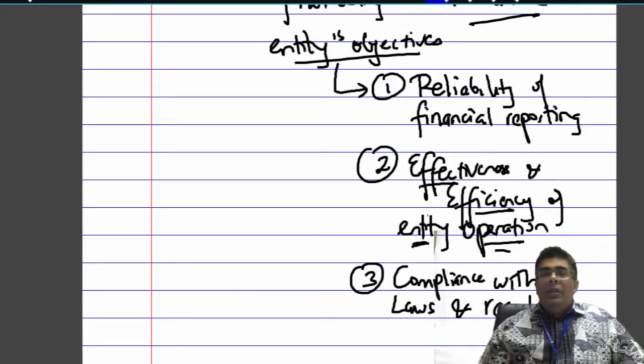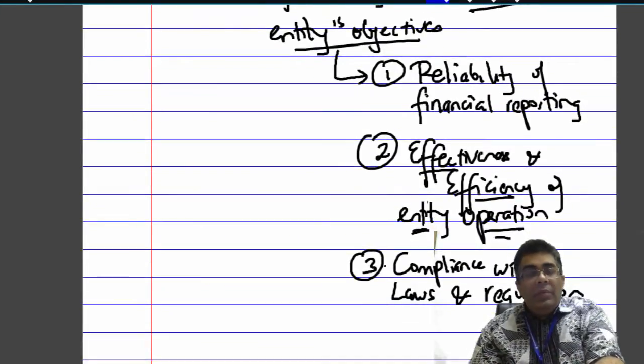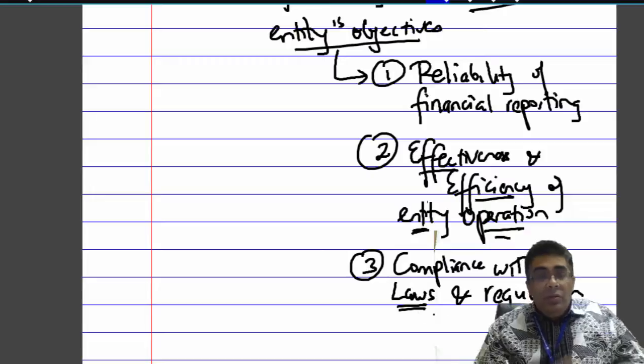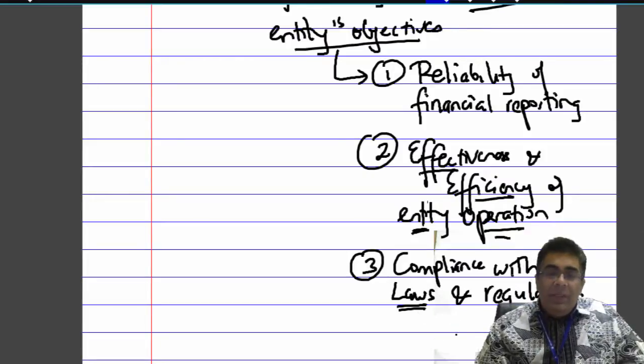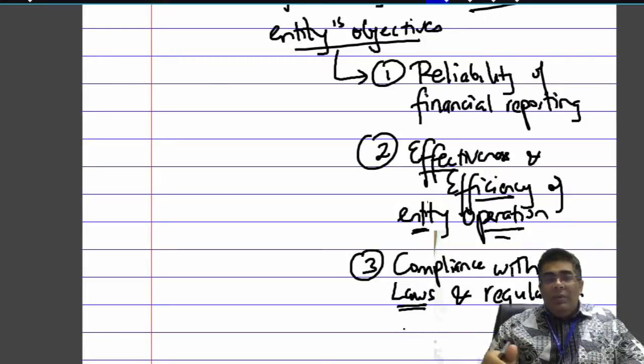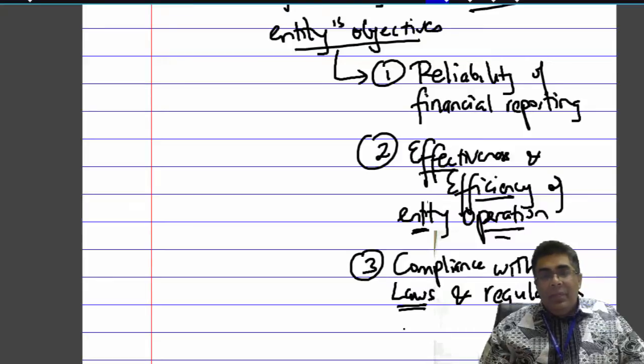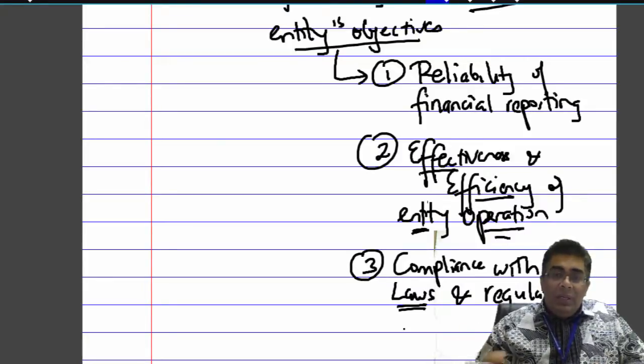Okay, with laws and regulation. I need to be clear, because if there is non-compliance with the laws, then what is the impact on the financial reporting? There is a possibility that if they are not complying with the law, they are required to pay a certain penalty, and that penalty is a liability to the company.